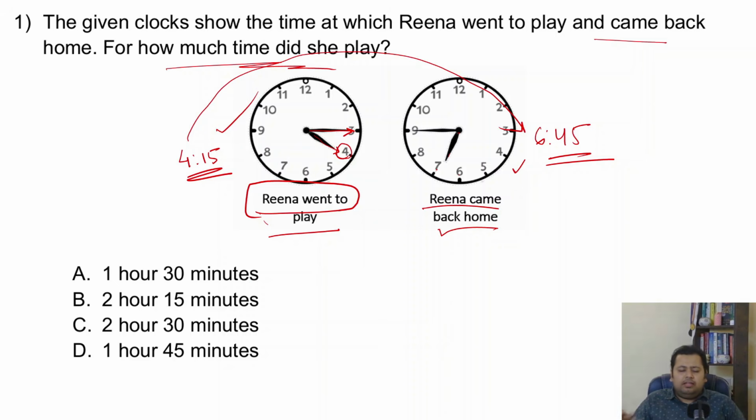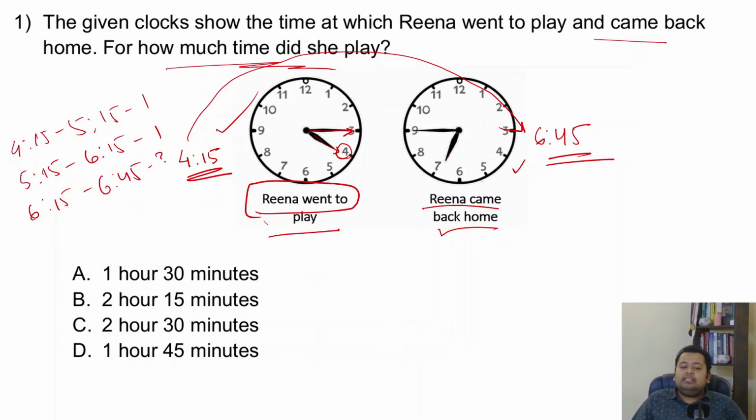So AM, PM doesn't matter, whatever time it is. So what is the time difference between these two, right? So from 4:15 to 5:15, right? From 4:15 to 5:15 is 1 hour, correct? From 5:15 to 6:15 is another 1 hour. Now from 6:15 to 6:45, how many minutes? It is 30 minutes, right? So how much time total she's playing? That is 2 hours and 30 minutes. That is option number C. Hope you got that correct.